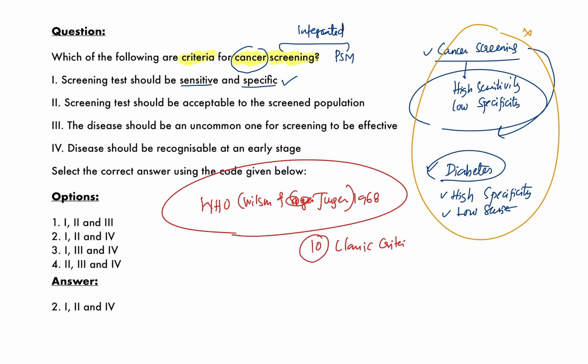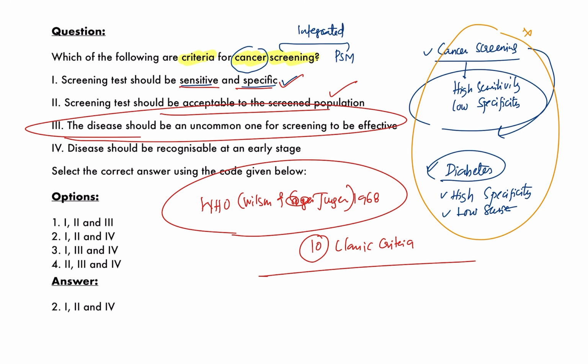It's a time consuming process, but what you need to know is, whenever you have to use any screening test, it should cater to an important health problem. Okay, and it should be sensitive and specific. It should be acceptable to the screened population. The disease, if it is uncommon, will not use it. And the disease should be recognizable at an early age so that you can initiate the treatment.